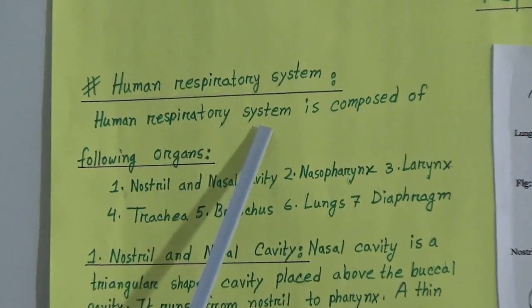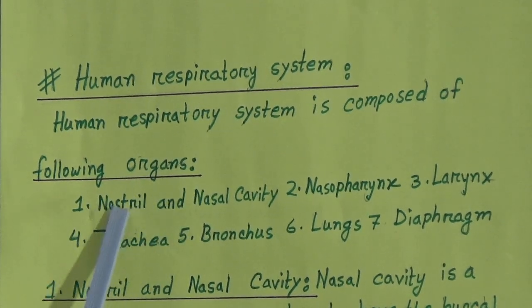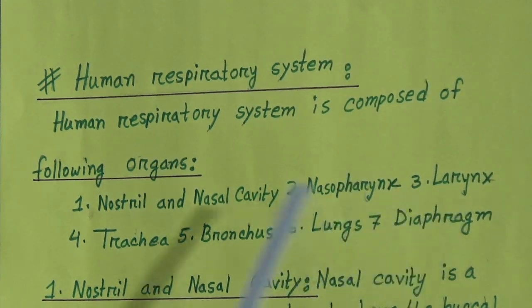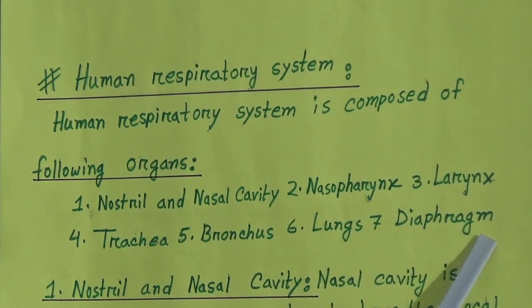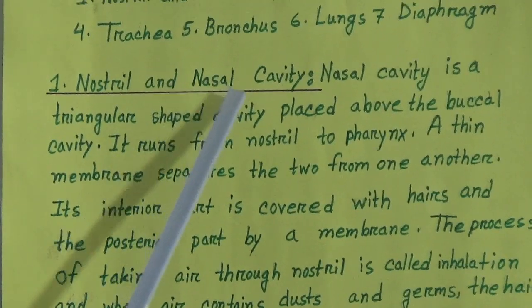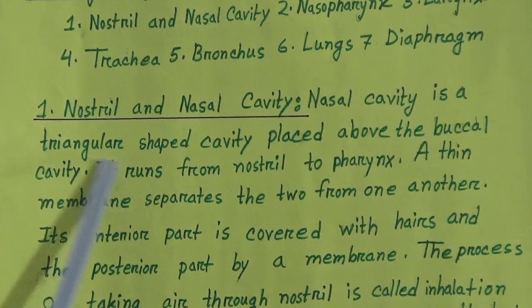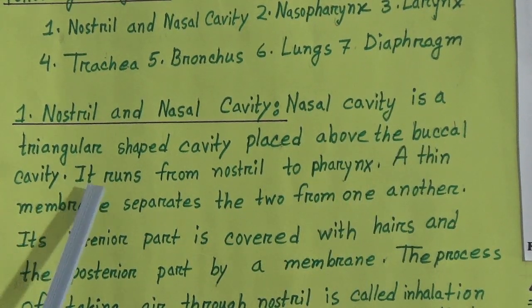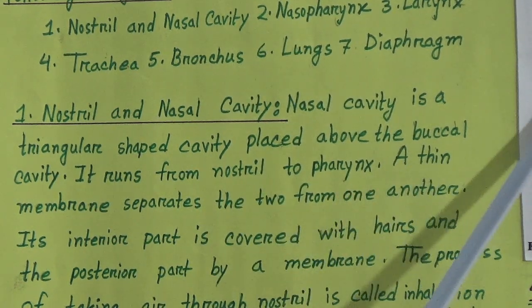Human respiratory system. The human respiratory system is composed of the following organs: nostril and nasal cavity, nasopharynx, larynx, trachea, bronchus, lung, and diaphragm. Number 1, nostril and nasal cavity. The nasal cavity is a triangular shaped cavity placed above the buccal cavity. It runs from the nostril to the pharynx. You can see here, nostril to pharynx.